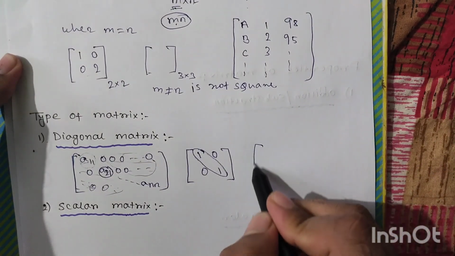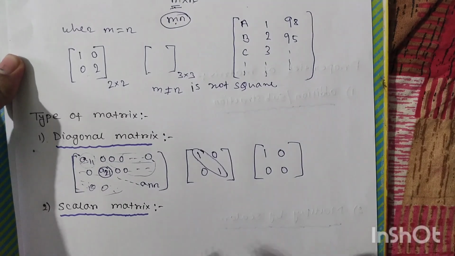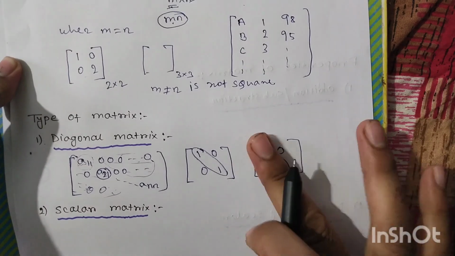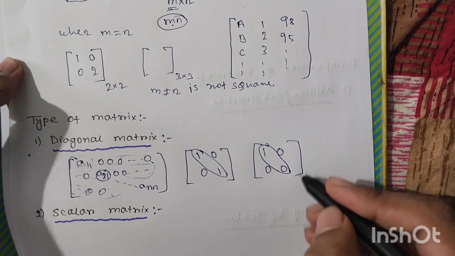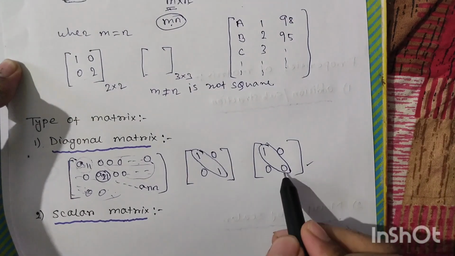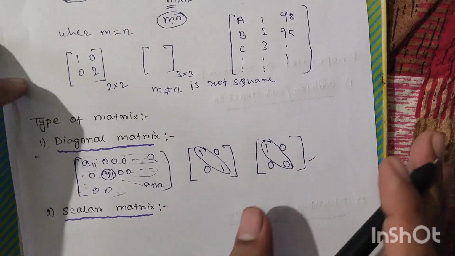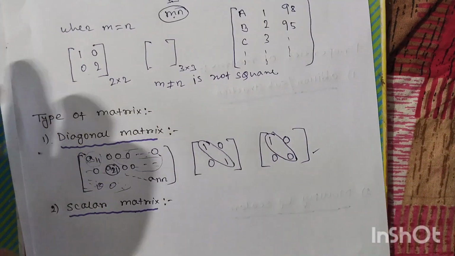Now you can ask, is this a diagonal matrix? Yes, obviously, because if we close this part, the remaining parts are zero, so this is also an example of a diagonal matrix. So the diagonal elements may be zero, may not be zero, we are not interested in them, but the remaining part must be zero.